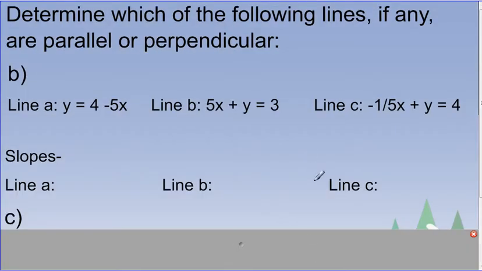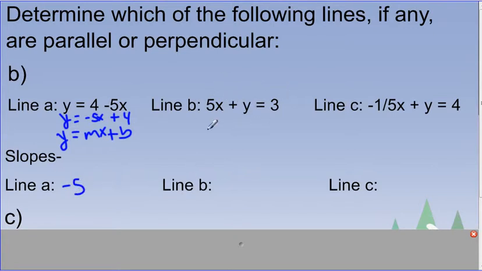Here's letter B. Same deal. We're going to find the slope. So this is y equals mx plus b. We have to rewrite this a little bit because we want it to look like slope-intercept form. To rewrite this, all we really have to do is flip-flop these two terms. y equals negative 5x plus 4. So the slope here would be negative 5.